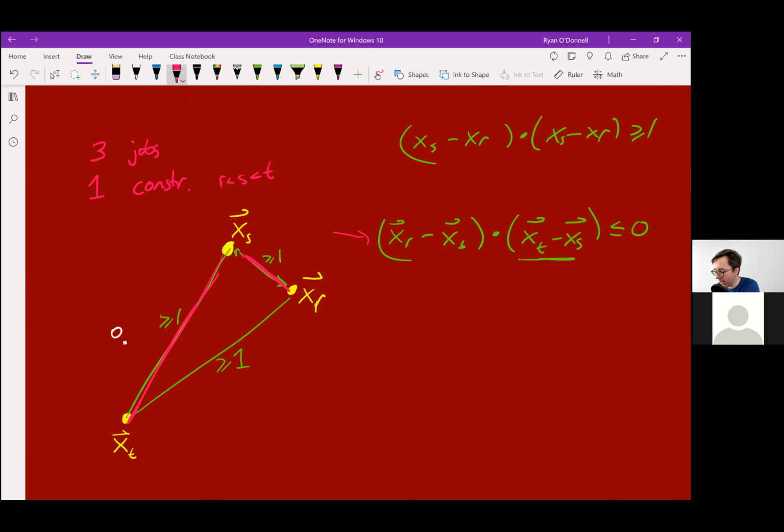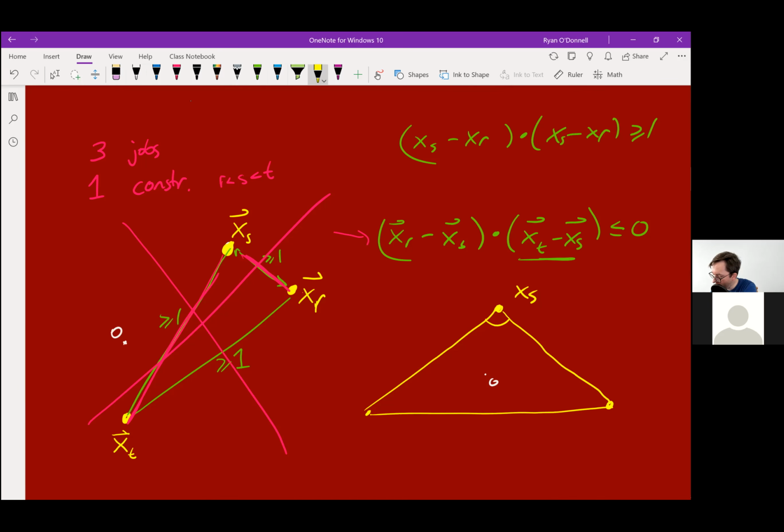So it means this actually wouldn't be a solution that was feasible for the semi-definite program. To draw a feasible solution, you'd need a triangle, 3 points that made a triangle, and there should be an oblique angle at xs. And the side lengths of the triangle should be at least 1.